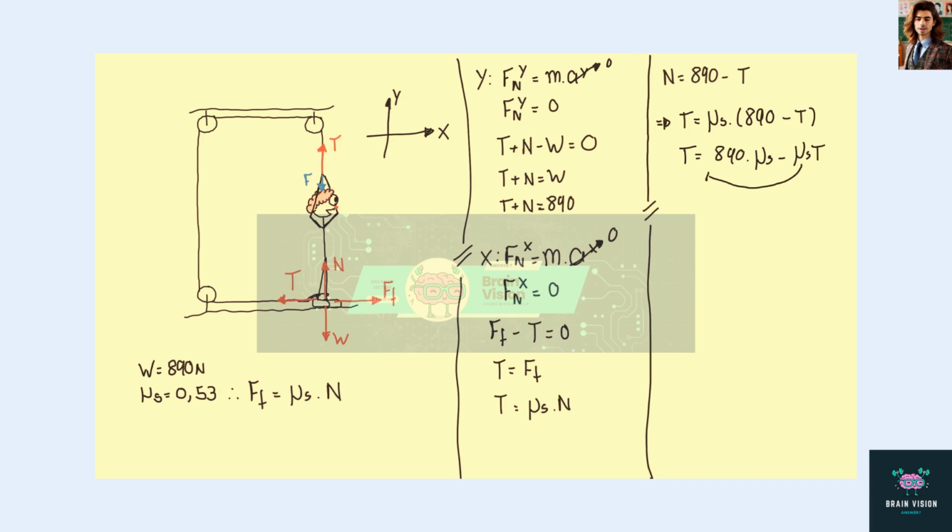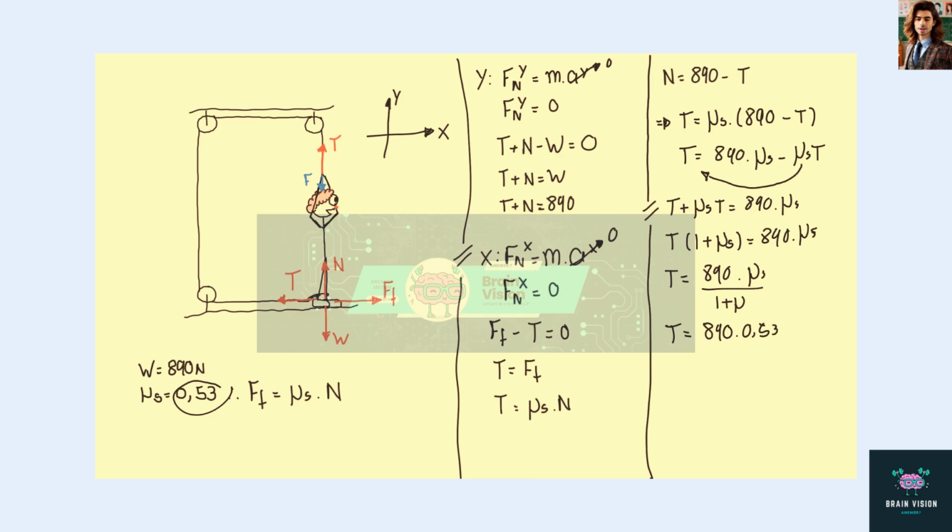Then we can send this term to the other side to get T plus mu s times T is equal to 890 times mu s. So we factor out the tension on the left-hand side to get T times (1 plus mu s) is equal to 890 times mu s. Finally, the tension is equal to 890 times mu s divided by (1 plus mu s). But mu s is equal to 0.53. Then the tension force is equal to 890 times 0.53 divided by (1 plus 0.53).